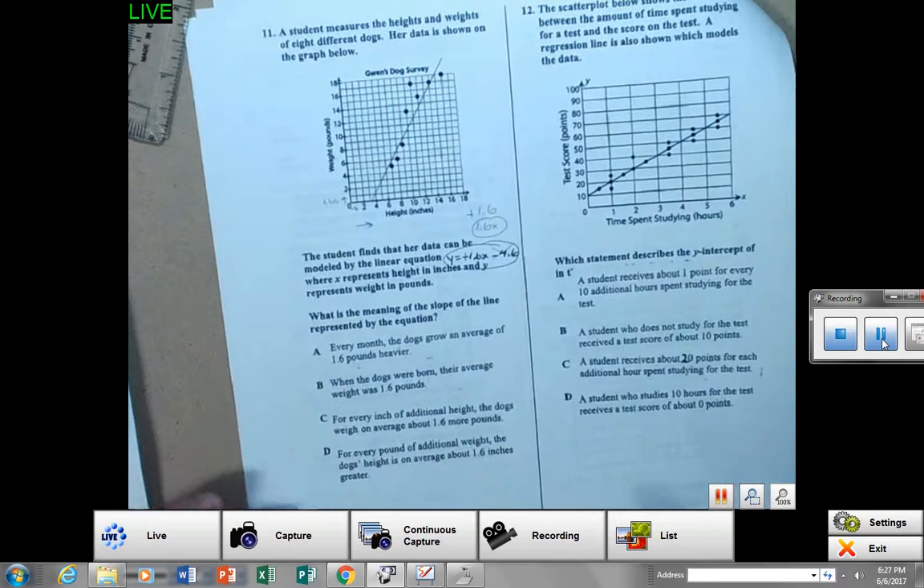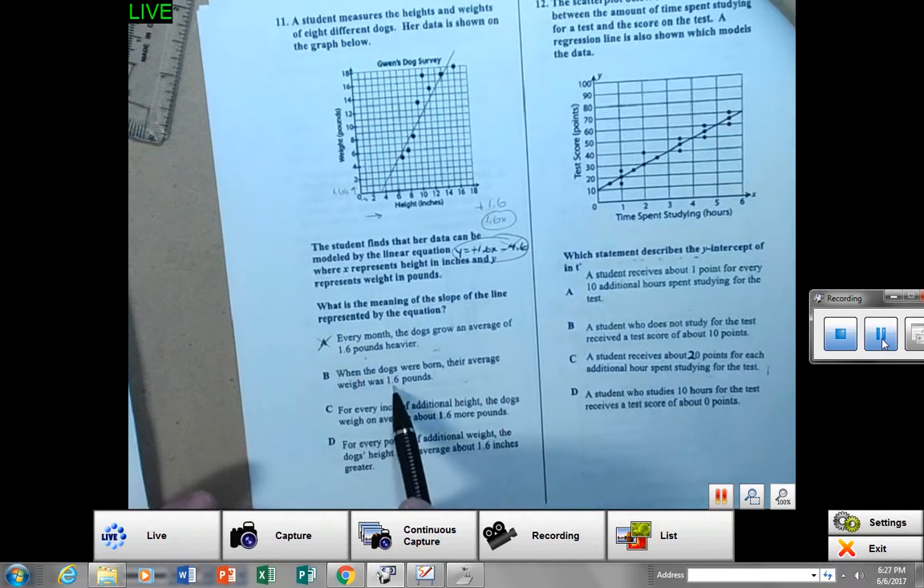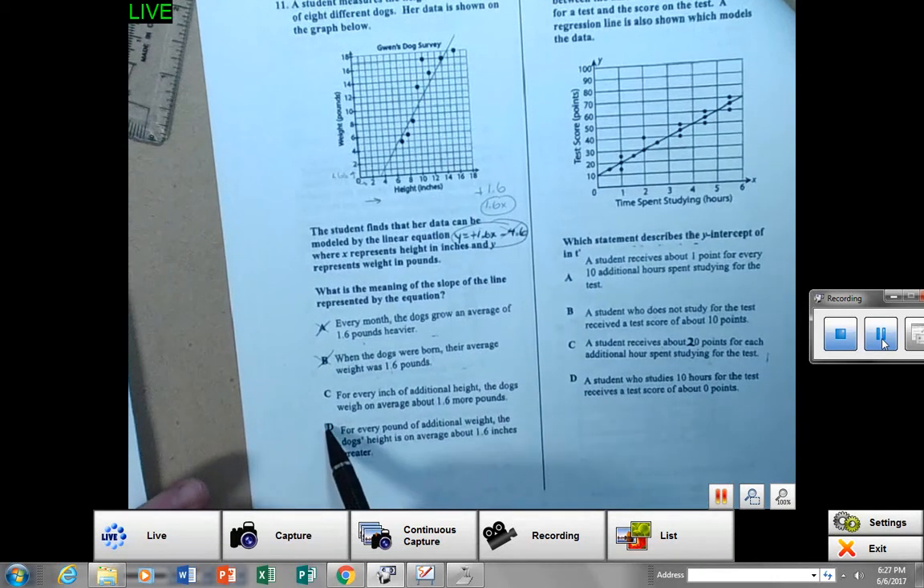So looking at this, every month the dog grows an average of 1.6 pounds heavier every month. And again, that not looking good. This one, when dogs were born, their average weight was 1.6 pounds. Again, that really doesn't fit the data. For D, I'm going to cross this one off here.